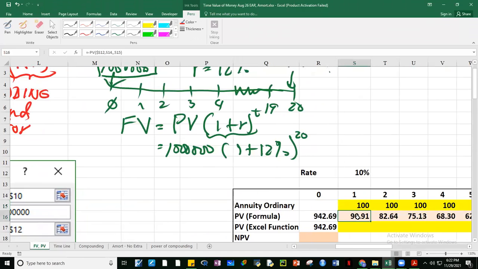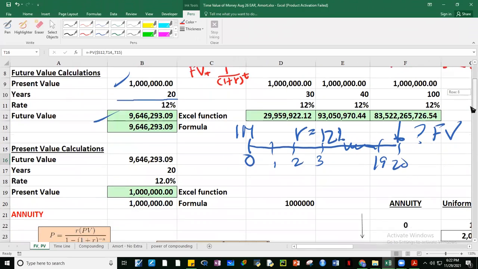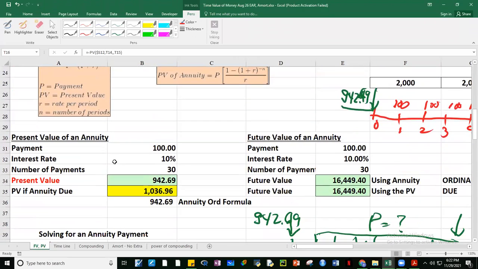We computed it manually by getting the present values of each of these cash flows. Here, we're using a formula. So let's do this. The formula to compute the present value is PV. This is the rate, 10%. And what's N? N is the N per, and it's 30. How did we get N here? Where did we get N here? Let me show. And here, we gave it a name.